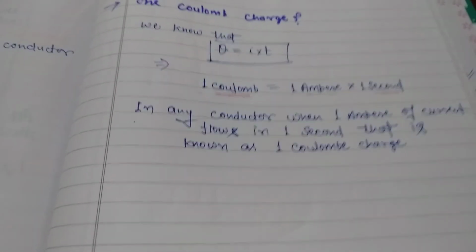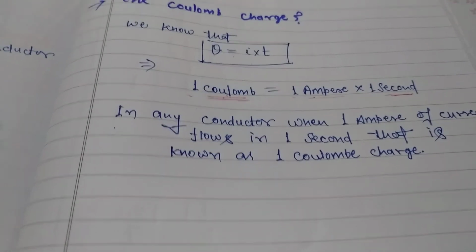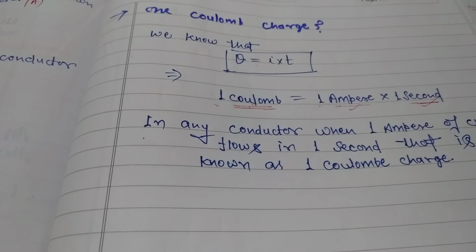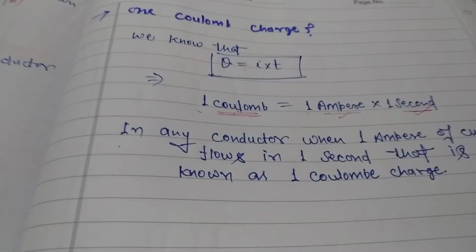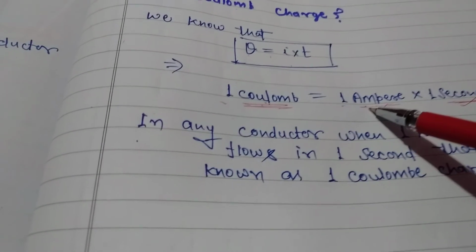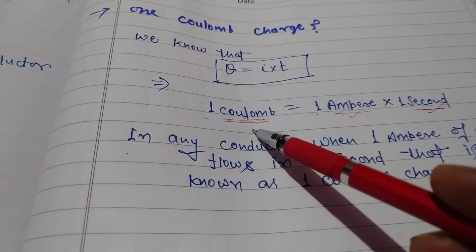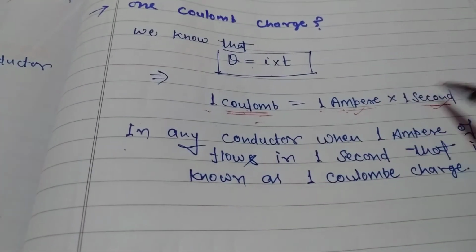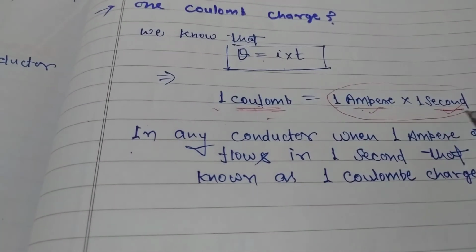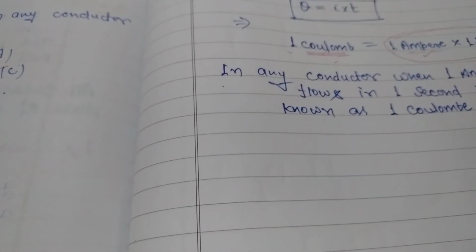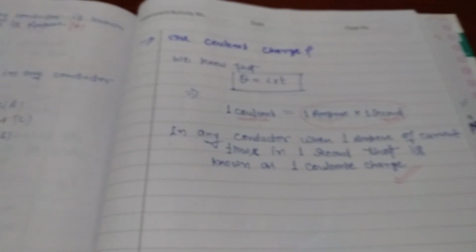So now we want to describe what is 1 coulomb. In the definition of 1 coulomb, we will include ampere and second terms. So according to this, we can explain when 1 ampere of current flows through any conductor in 1 second, that is known as 1 coulomb. We can explain in any conductor when 1 ampere of current flows in 1 second, that is known as 1 coulomb of charge. These are the initial topics of electricity.